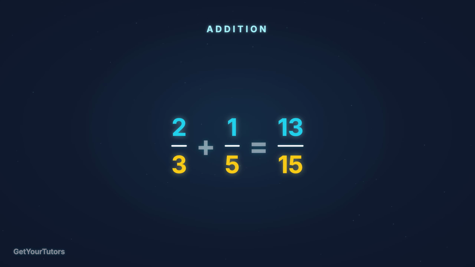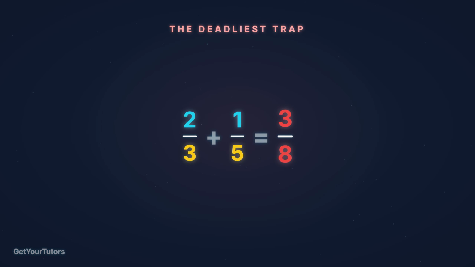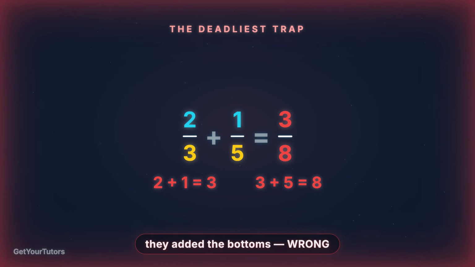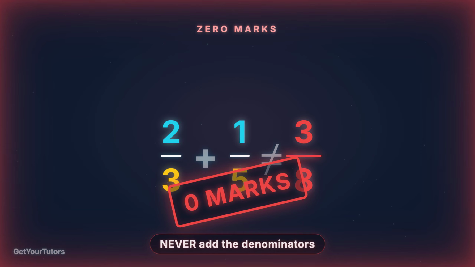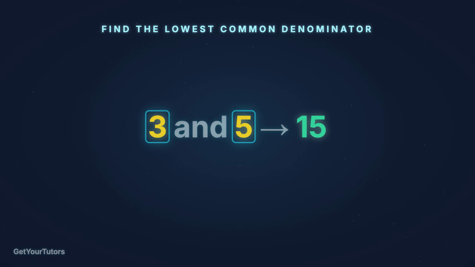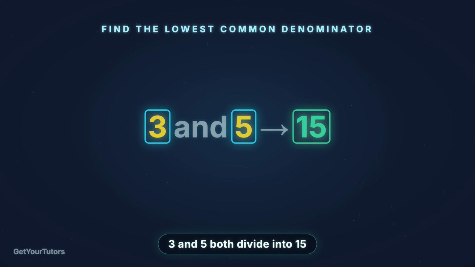Now for addition. The examiner asks you to show that 2/3 plus 1/5 equals exactly 13 over 15. Here is the deadliest examiner trap globally. If you simply add the denominators together to get 3 over 8, you fail. A massive 0-mark stamp will hit your exam paper. You must never, ever add the bottom denominators together directly. You must find the lowest common denominator first. Both 3 and 5 fit perfectly into the number 15.